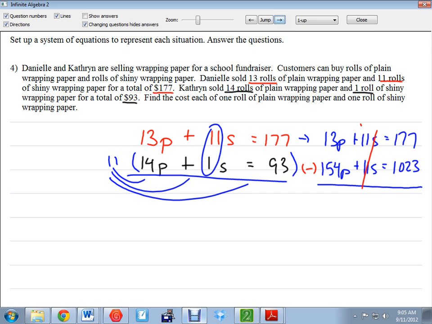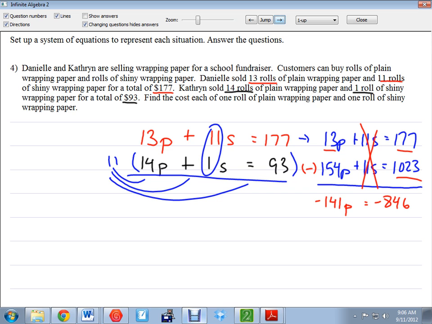Now whenever I look at my new equations, I can go ahead and subtract them. The s's are going to cancel because the 11's are the same. And we're going to get some negative numbers from the other subtraction, but that's not a real big deal. We could say 13 minus 154, and that's going to get me negative 141p. And then 177 minus the 1023 is going to give me negative 846.